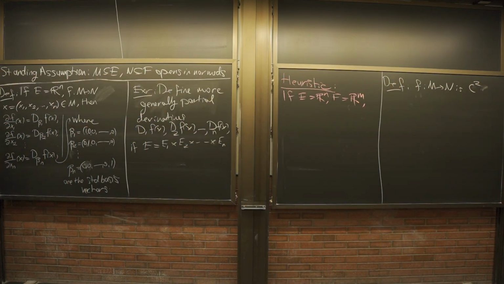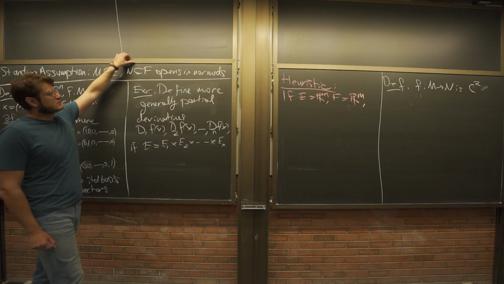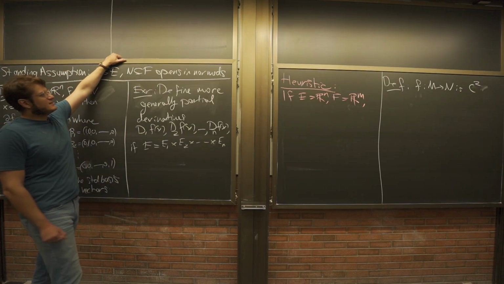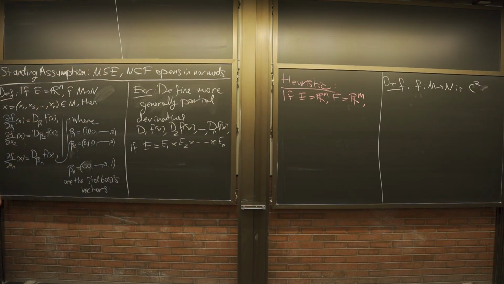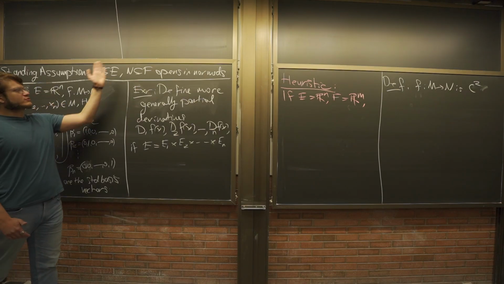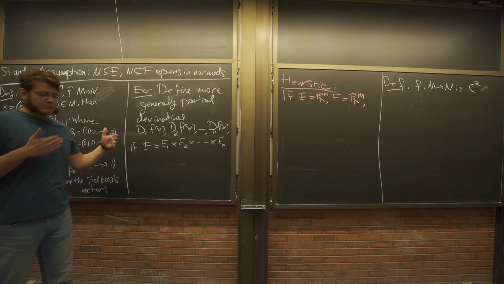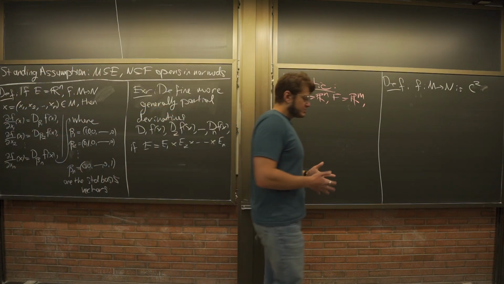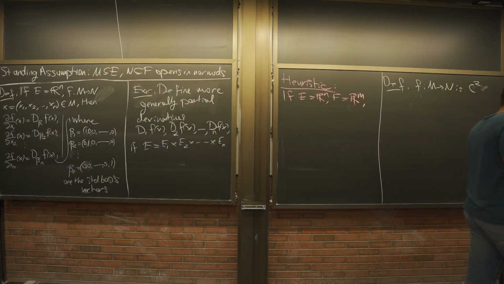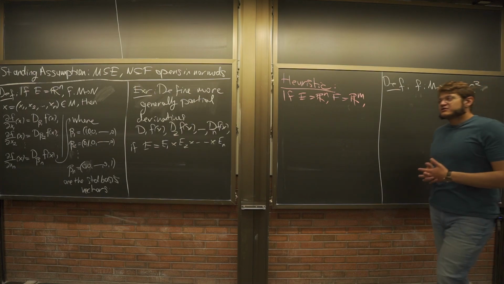So here are some more definitions and some more symbols. As usual, our standing assumption is that M is an open subset in some norm space E, and N is an open subset in a norm space F. And as usual, I'm going to have functions going from M to N. We define what it means for a function that goes from M to N to be differentiable, to be continuously differentiable, so C1. We came up with the derivative and so on.